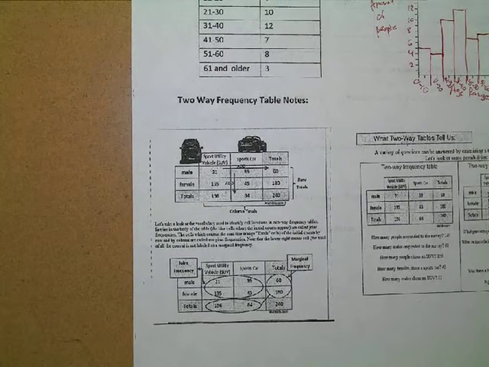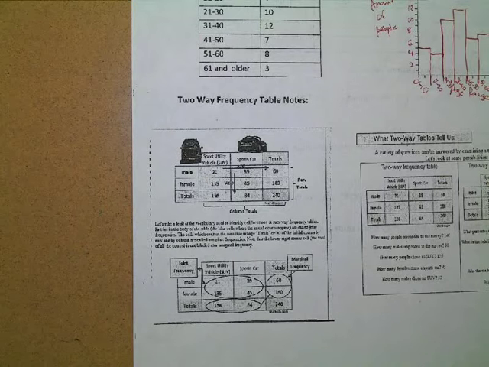A frequency, right? What does the word frequency mean? It just means how often something occurs. If you say something happens frequently, that means it occurs more often than not. The two-way part of this frequency table is that you talk about frequencies across.